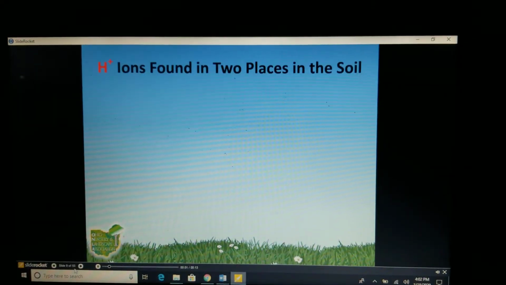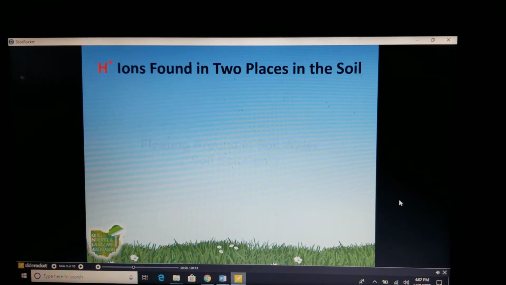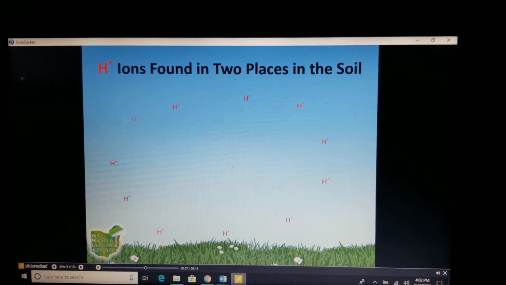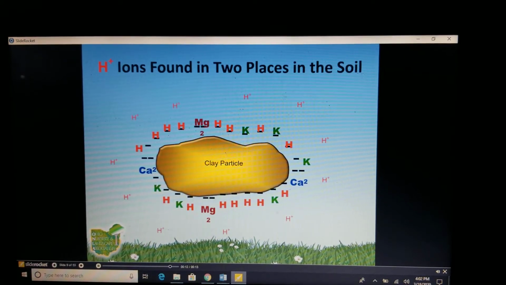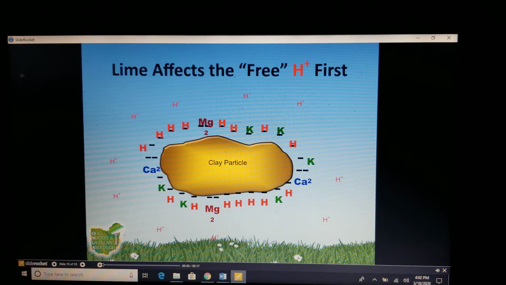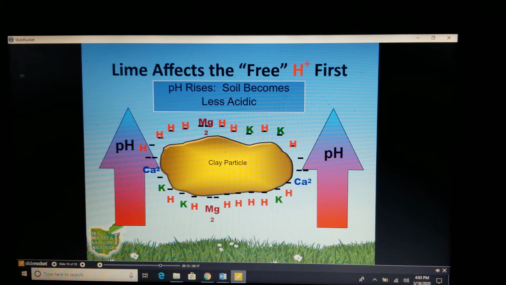Hydrogen ions are found in two places in the soil: free floating within the soil solution and attached to clay particles. Lime first affects the hydrogen ions in the soil solution. Each lime molecule gets rid of two hydrogen ions. As a result, pH rises, which means the soil becomes more alkaline. It is now less acidic because there are fewer hydrogen ions in the soil solution.